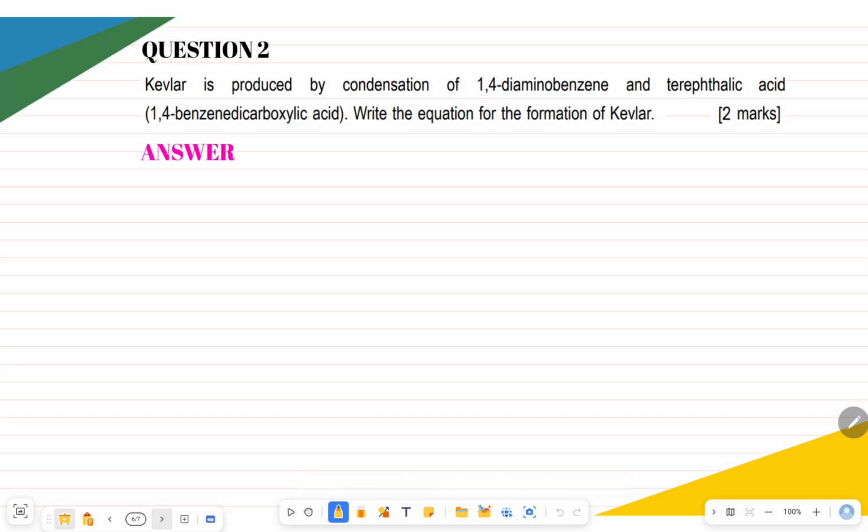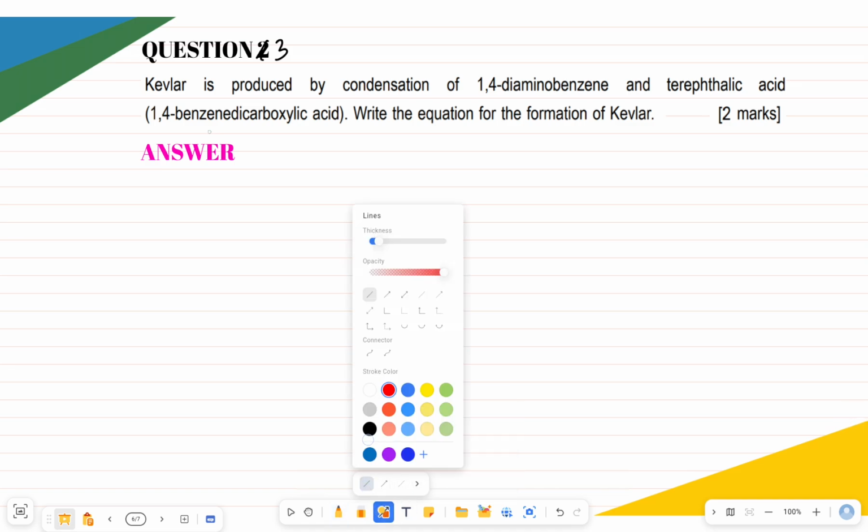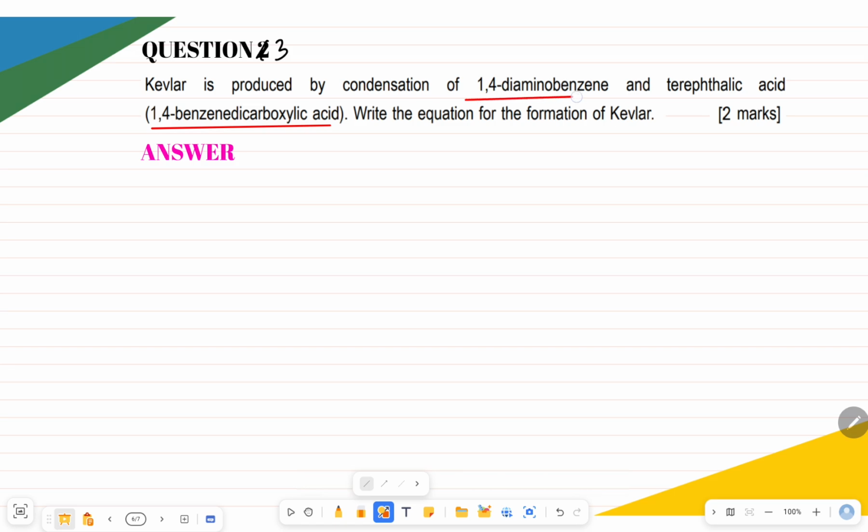Let's proceed to question number 3. This one is question number 3. So Kevlar is produced from the condensation of 1,4-diaminobenzene and terephthalic acid. And you are also given the IUPAC name. So don't worry, you will be given the IUPAC name. So what you need to do is only write the equation for Kevlar.